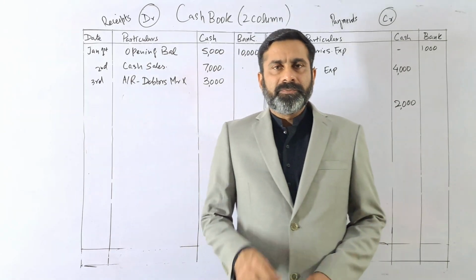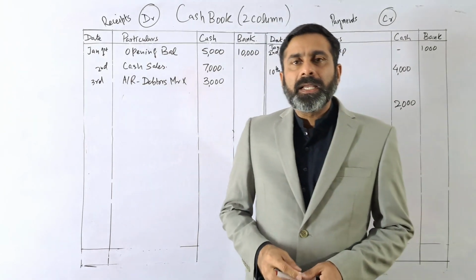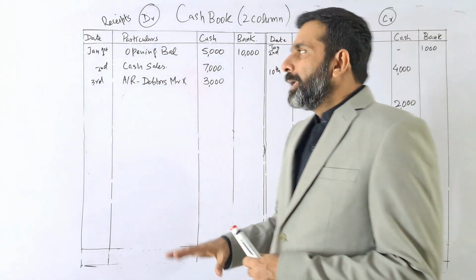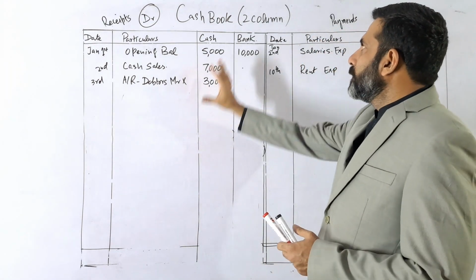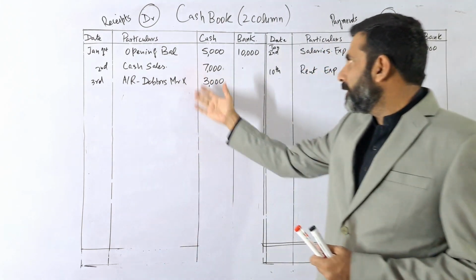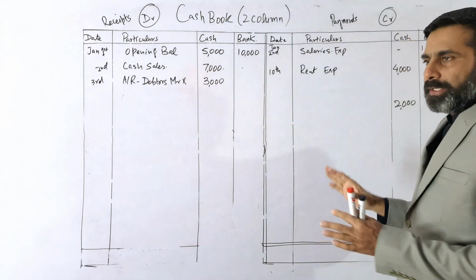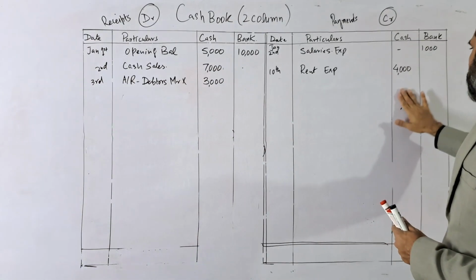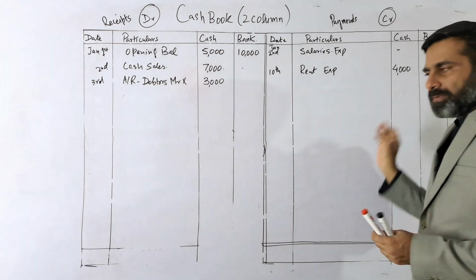Hi students, welcome back. We were discussing the cash book, and here we have discussed the two column cash books. We have discussed some of the transactions on the debit side, meaning the receipts. Then we have discussed some of the transactions on the credit side, which are the payments.